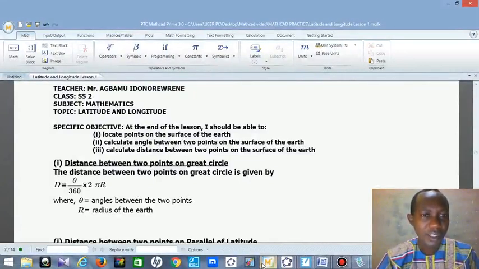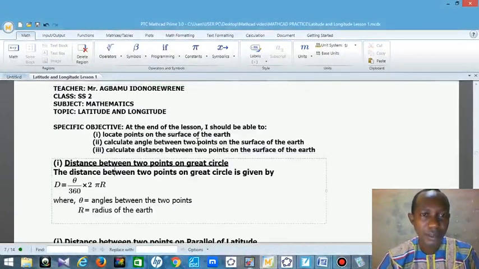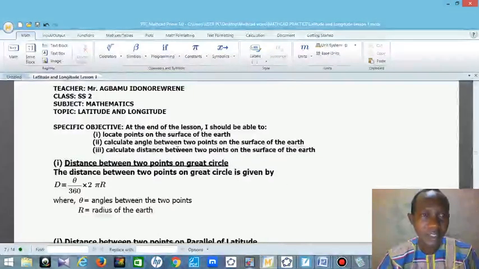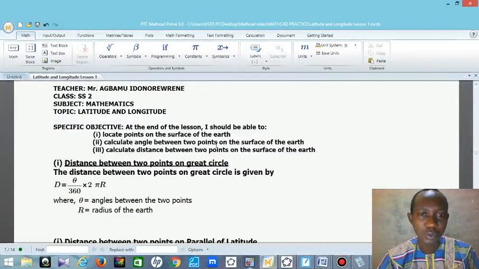And in today's class, I'm focusing on these objectives: to locate a point on the surface of the earth, to calculate the angle between 2 points on the surface of the earth, then to calculate the distance between 2 points on the surface of the earth. In our previous class, we did location of points on the surface of the earth, and we did calculations between 2 points on the surface of the earth. So our focus now is how to calculate the distance.